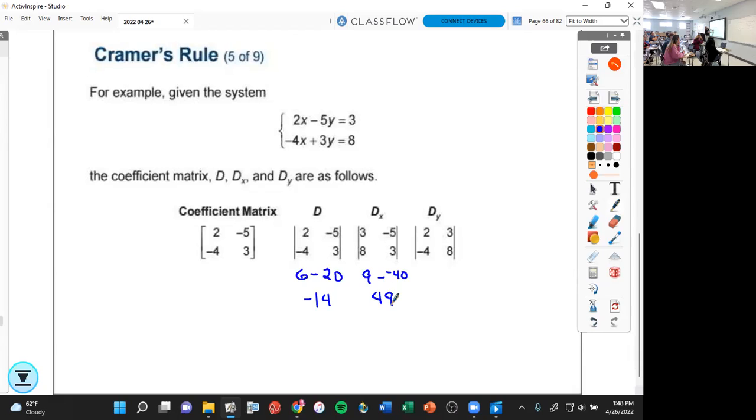Now to get the y determinant, I'm going to replace the y column. So instead of negative 5, 3, I'm going to put the 3, 8. The x column goes back to the x column. Are y'all okay with this replacement process? Okay. Down 16, minus up, negative 12, 16 minus negative 12. Okay, we're not done yet.